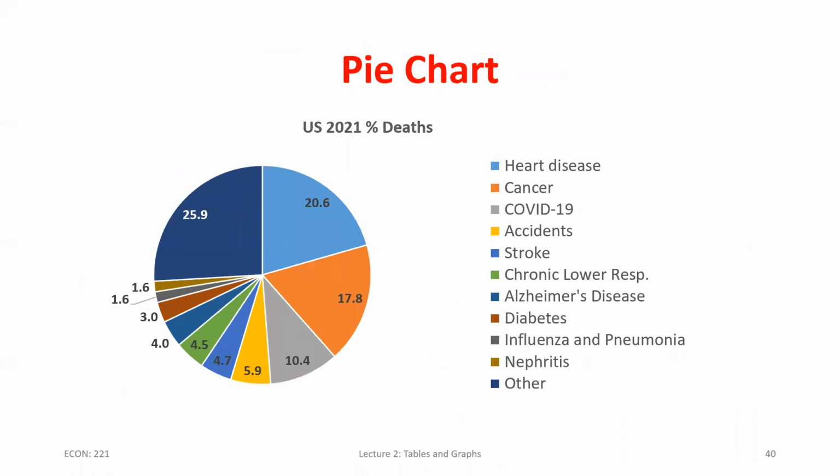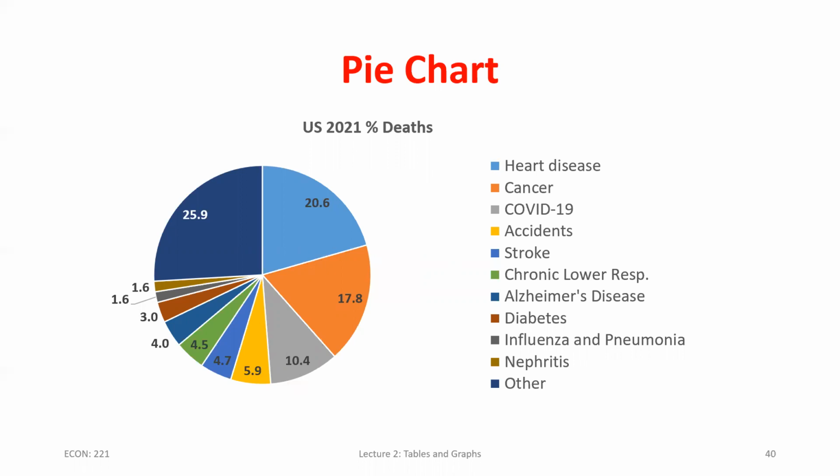So the pie chart, oh nice, I can see what the biggest slices of the pie are. It's 25.9, which was other. Oh okay, well, that makes sense. But the leading causes of death would then really look like heart disease and cancer leading the way. Even COVID, you can visually see, is quite a bit smaller than those two leading causes.